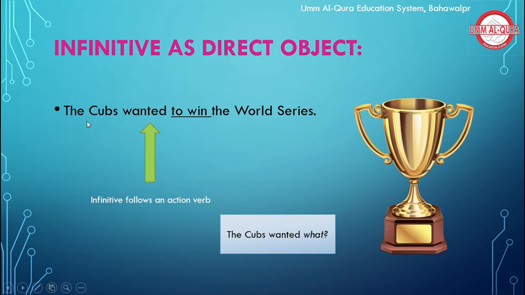Here, the Cubs is the subject, wanted is the verb. That's why to win is acting as a direct object, because it is coming after the verb and is receiving the action. And the easy question that you can ask yourself is: the Cubs wanted what? The object.